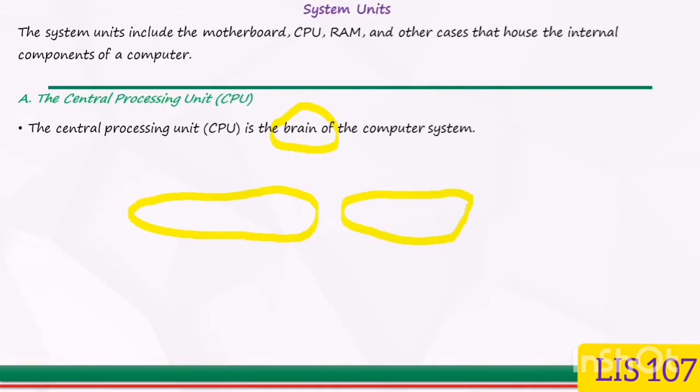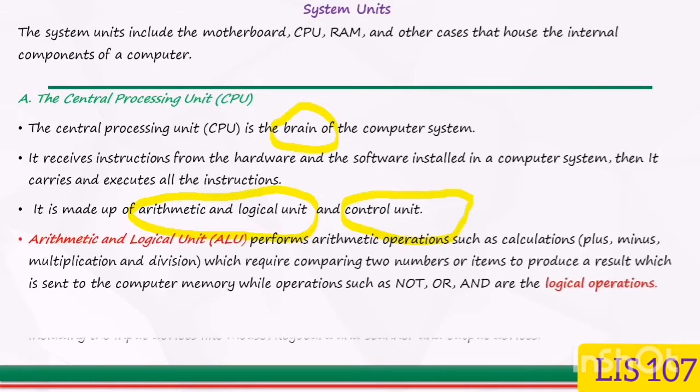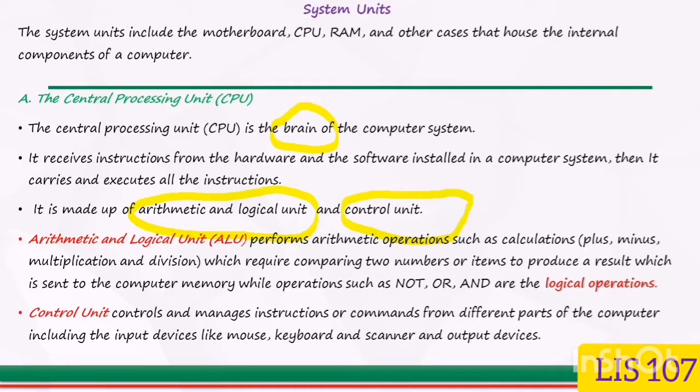Now, that is the brain of the computer system. That is where we have a lot of things happening. That is where we have processing of everything. It is the brain of the computer system. We need to take note of that. What it does is that it receives instruction from the hardware and the software that is installed in the computer. Then it executes everything that it's being told to do.